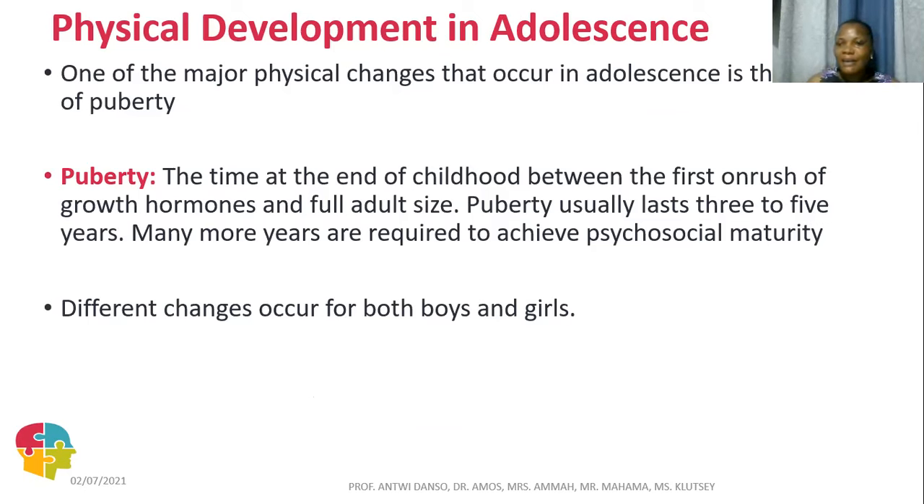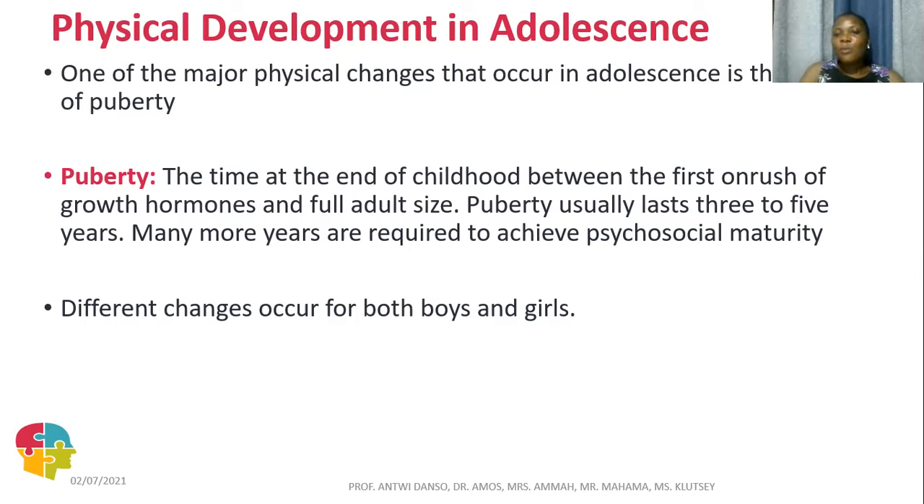Let's move to adolescence and see some of the physical changes that children have. One of the things that characterizes adolescence is the onset of puberty, where the child begins to have a rush of hormones. The growth of hormones becomes rapid, and so the child has puberty. Puberty usually lasts the first 3 to 5 years of the onset of the signs, and many more years are required for the child to achieve psychosocial maturity. What this means is that physically the child is grown, but socially the child is not that fully developed. It takes more years for the child to get to that maturity level. So we have a difference between growth and maturity. In adolescence, adolescents have puberty and they are grown sexually, but they are not matured.